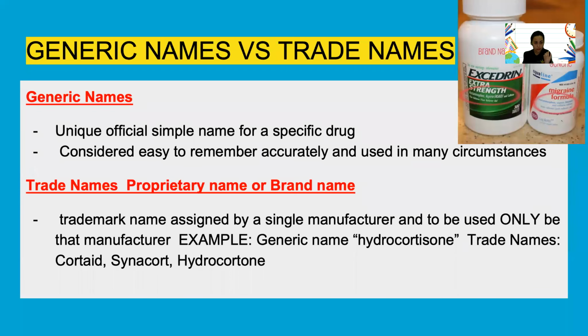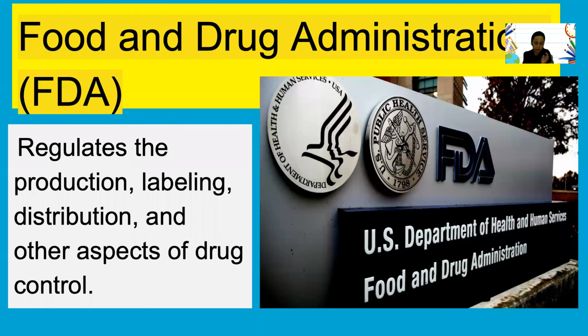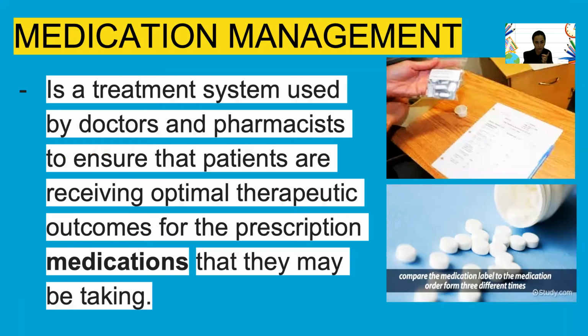Okay, what are those generic names and trade names? Generic names, yun yung, for example, paracetamol and Biogesic. Ang generic name doon ay paracetamol. Ang trade name doon ay ang Biogesic. So, ang nagre-regulate ng production, distribution ng drugs or medications is yung FDA or ang Food and Drug Administration.